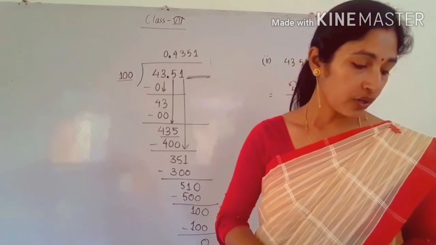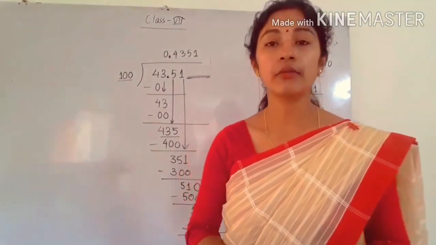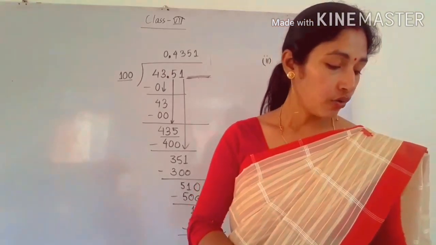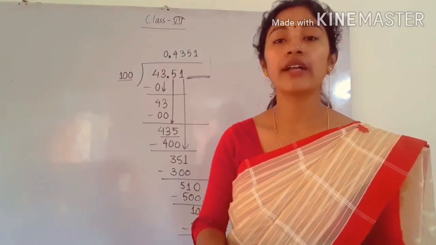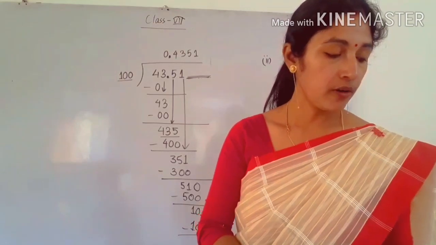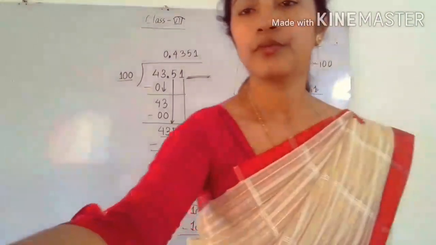Okay, so next is number 2, when the divisor is a whole number or a decimal number. This is very, very important. In this case you have to do it by the long division method, or you can do cancellation also. We will do first the case when the divisor is a whole number.